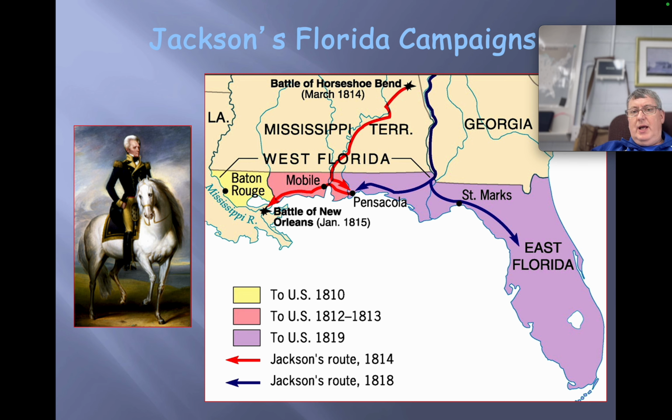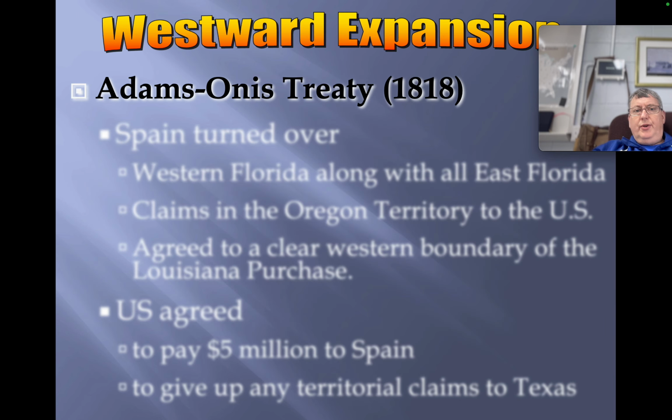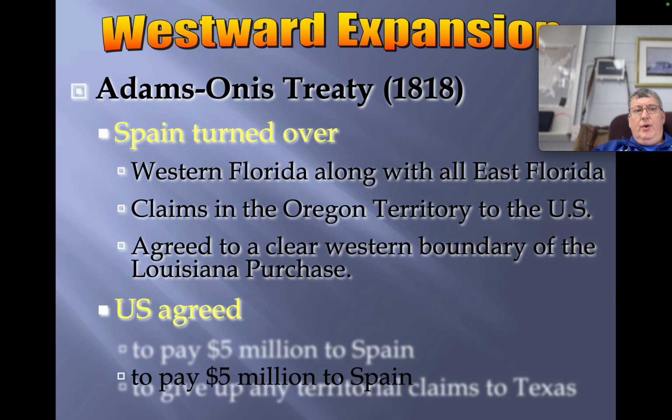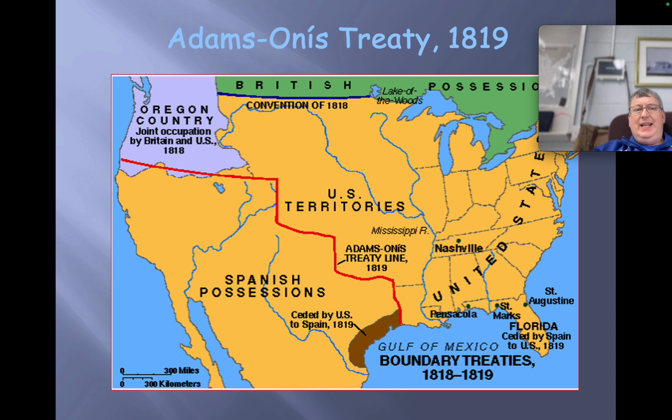Then they're going to realize that they need to negotiate, and their control of Florida has run its course, and they need to sell Florida and do the best that they can to the United States. That's exactly what Monroe did. The result of that is what is called the Adams-Onis Treaty of 1818.